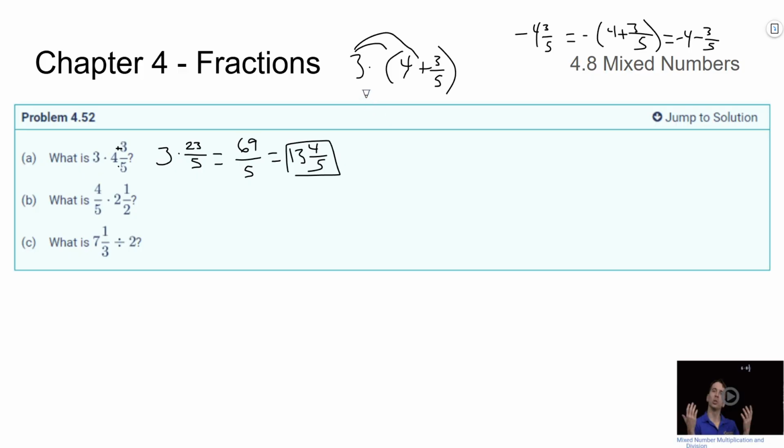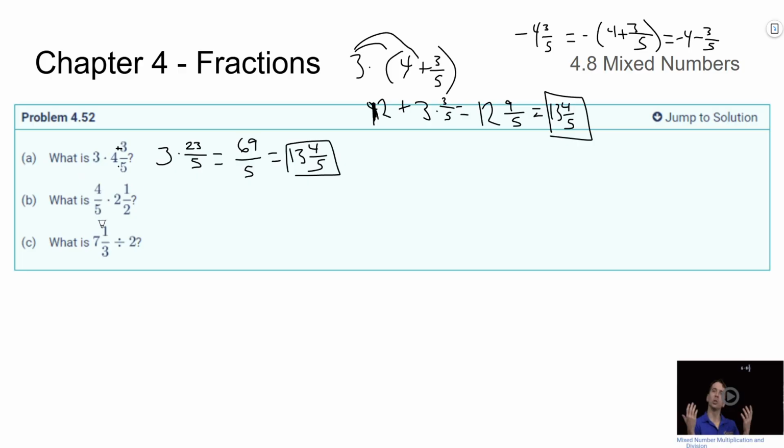So that would be 3 times 4 is 12, plus 3 times 3/5. This is not 3 3/5, it's 3 times 3/5. So this would be 12. It's supposed to be a 12 here. Not great handwriting. 12 and 9/5. And 9/5 would be 1 4/5. So that would give us 13 4/5. So that way it works also. All right, so whichever you prefer.